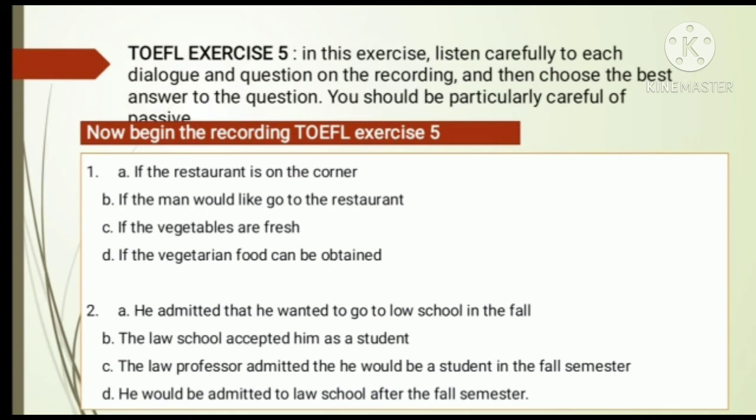Number 1. Would you like to go to the new restaurant on the corner? Is that the one that serves vegetarian food? What does the woman want to know?